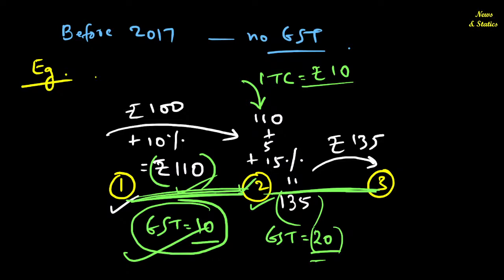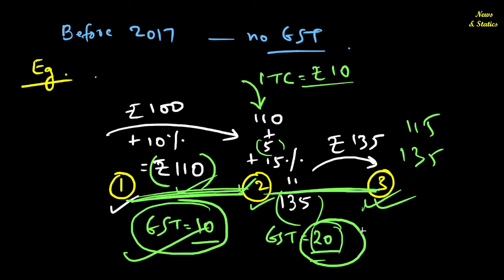Person 3 is the one who should ultimately bear the brunt of this 20 rupees, because if this GST wouldn't have been there, then the price of this commodity, even taking the margin of person 2, may have been 115 rupees, but he is paying 135, and the 20 rupees extra is going from the pocket of person 3. So it is a destination based tax.